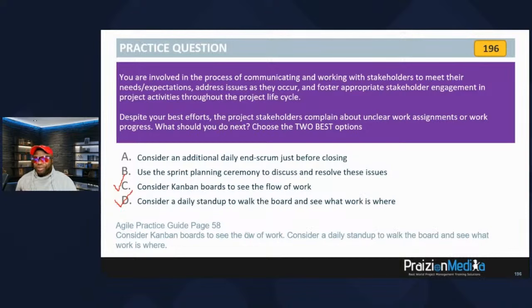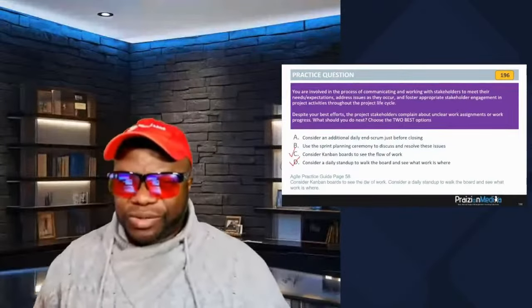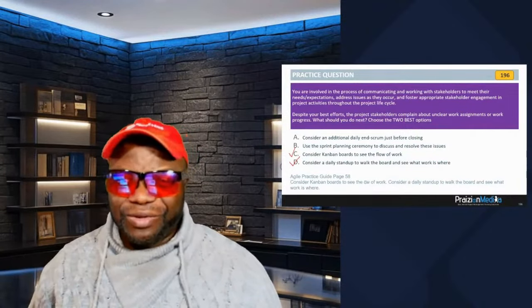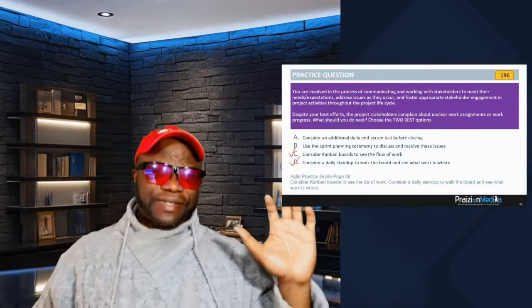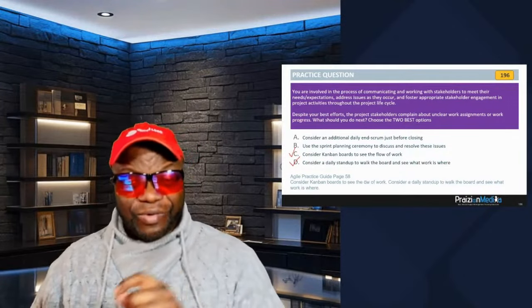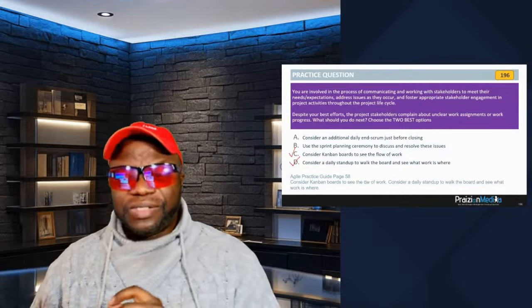And then use the sprint planning ceremony to discuss and resolve. That doesn't even make sense because sprint planning is way at the beginning of the sprint. So I would advise to get really good with the agile terminology. When you get good with the agile terminology, the events, and you understand what exactly is happening, it becomes a lot easier for you to eliminate these bogus options because there's a whole lot of bogus options in this session of questions. And the PMI does similar on the exam. You have things that are bogus, things that don't even make sense. You ask the question, why did they even put this here?